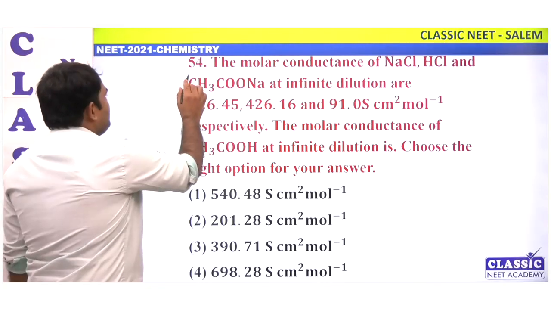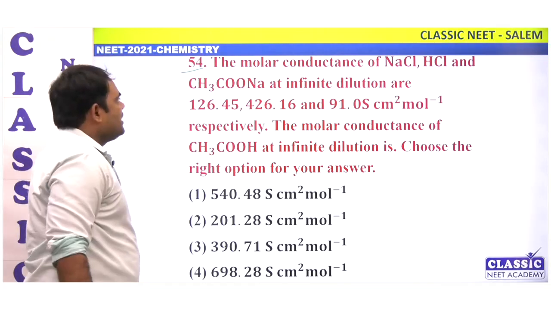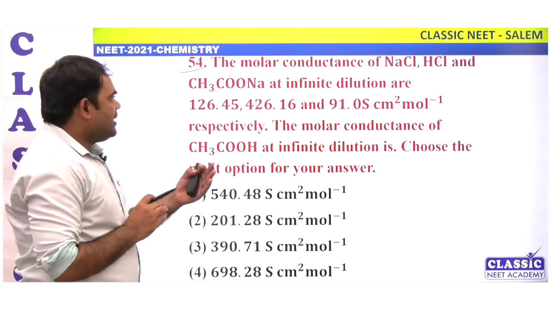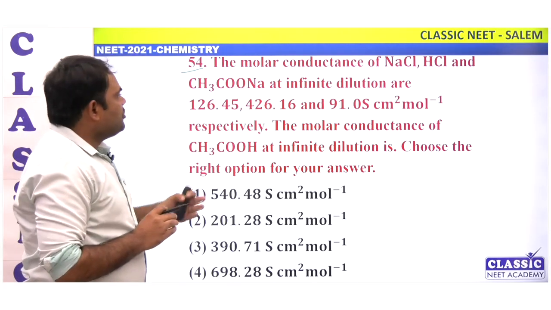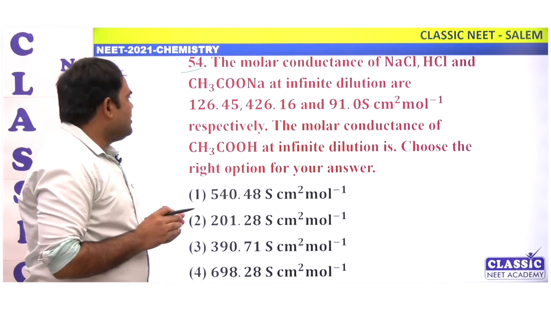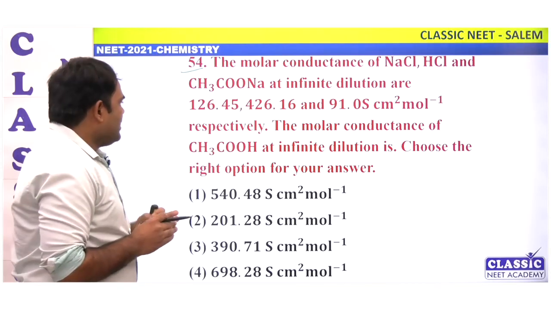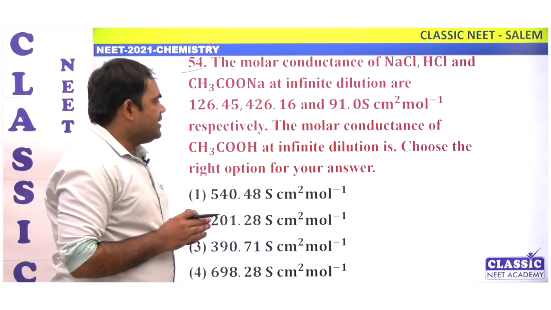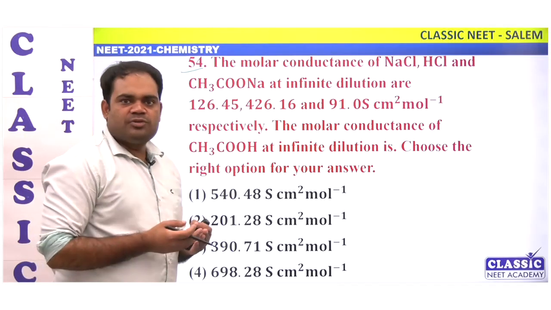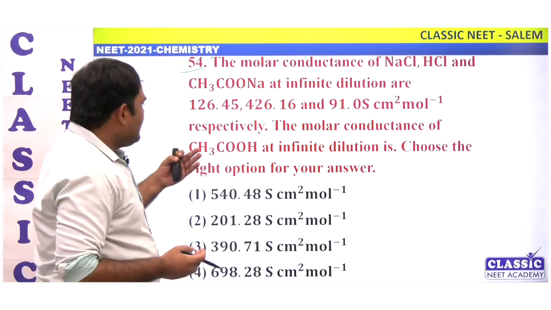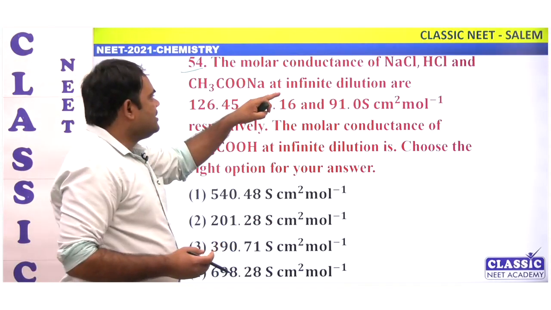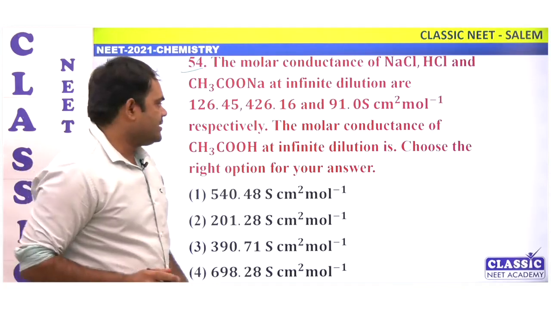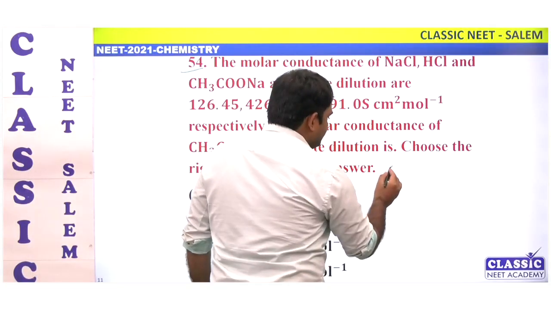In question number 54, what is given here? The molar conductance of sodium chloride, hydrochloric acid and sodium acetate at infinite dilution is given, and he is asking for the molar conductance of acetic acid at infinite dilution. Anyhow, we have to arrange these three values that are given so that we can get acetic acid.